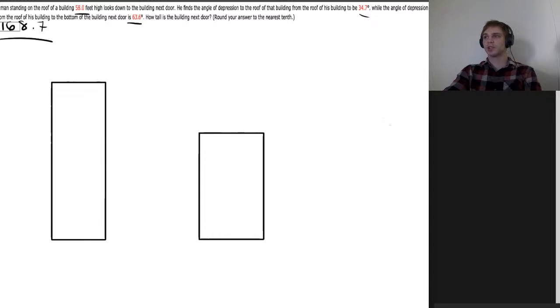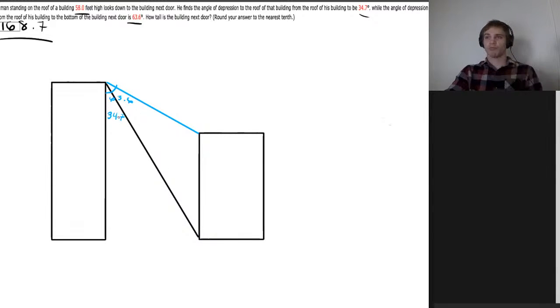So the first one says find the angle of depression to the roof of the building next door from his building, but I think maybe they meant to the floor. And this angle is 34.7. Then again, compared to the roof, this big angle will be 66. Okay, so this is 63.6.